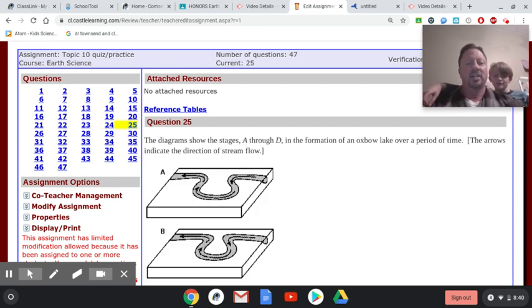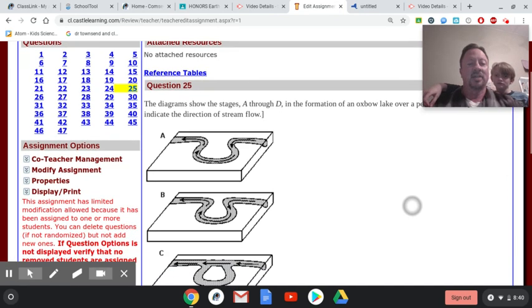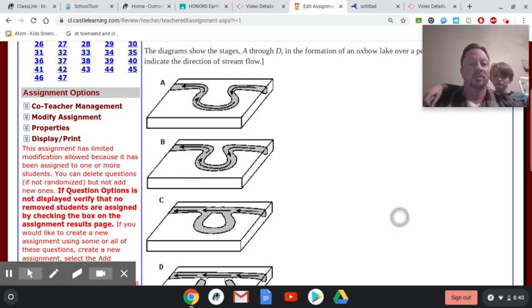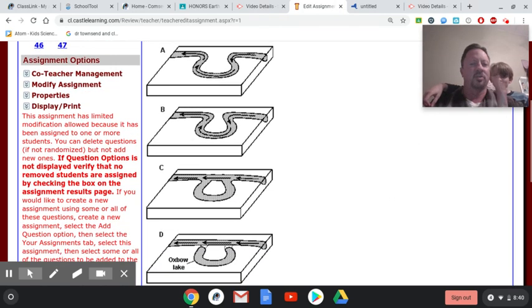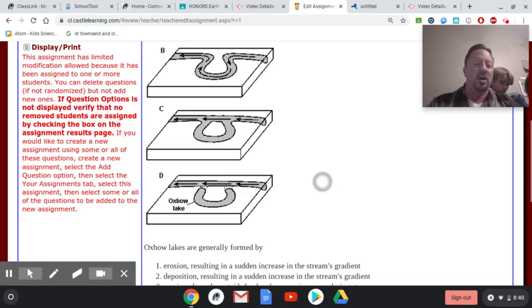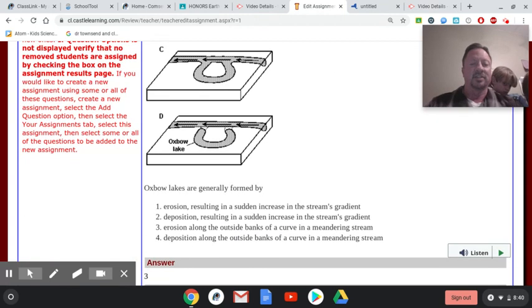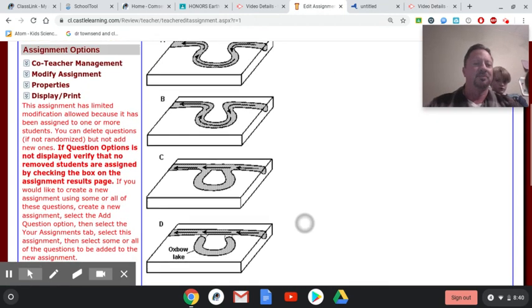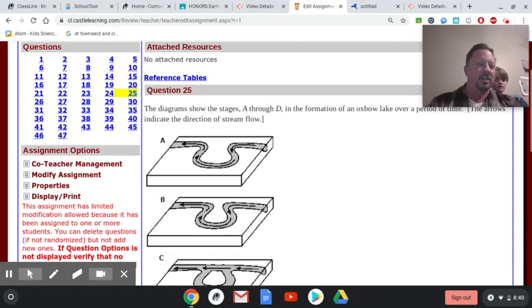25. Okay. Diagrams show formation of an oxbow lake. And what's going on here? It looks like there's snakes. Yeah, you can see a whole bunch of snakes and worms. But on the outside curve, we're getting more and more erosion, and the meander eventually gets cut off because of erosion along the outside banks of the meandering stream. It's like there's 2 snakes, one's curved and one's... It does look like that.